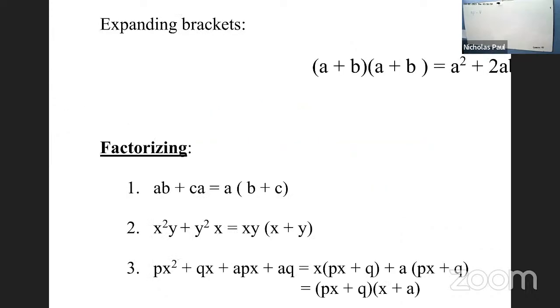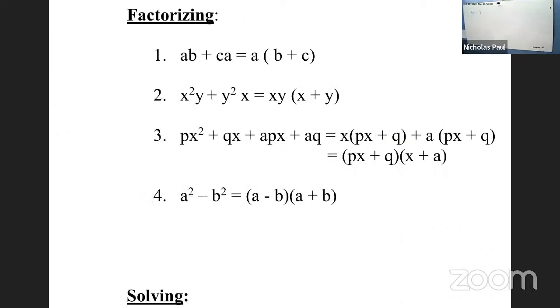Next. What is factorization? Factorization is breaking up an expression into two factors, which when you multiply will give you back the original expression. So if you look here, they both have A in common, so you factor out the A. Look here, they both have X, Y in common, so you factor that out.